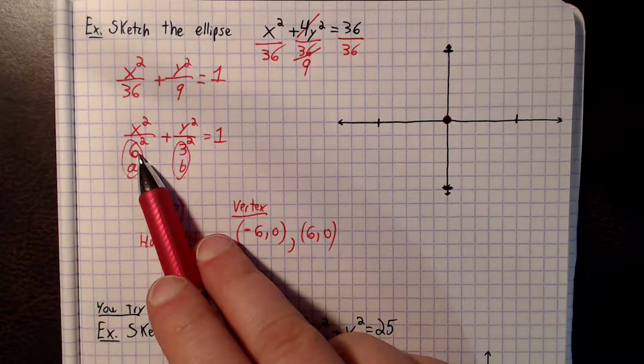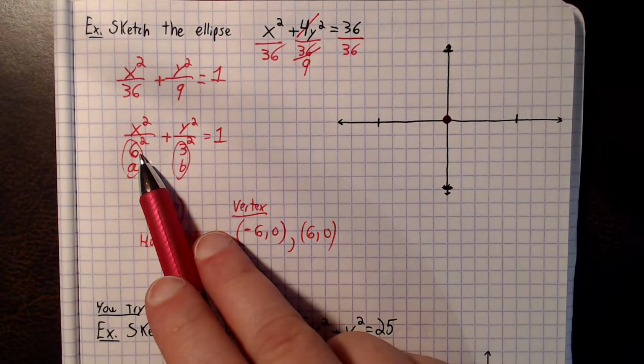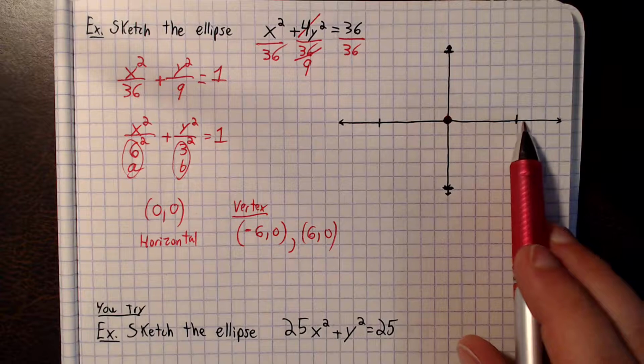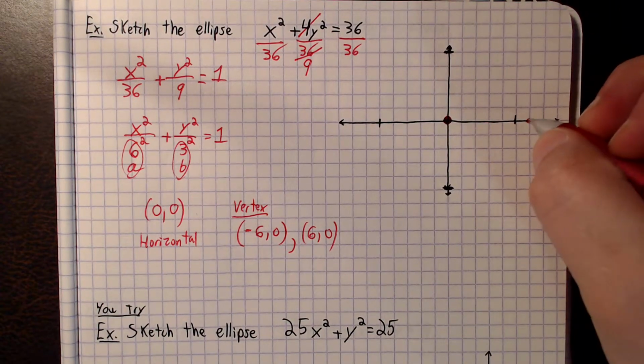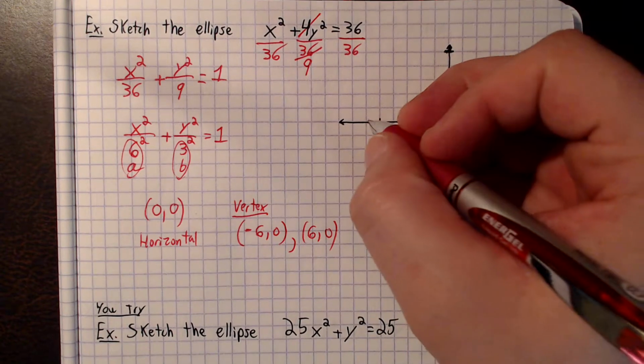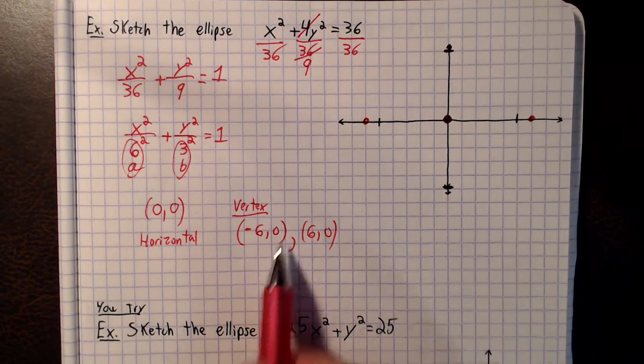The A length, which is the center to the edge, is 6. So I go out 1, 2, 3, 4, 5, 6 units. That's where that 6, 0 came from, and 6 in the negative. That's where the negative 6, 0 came from.